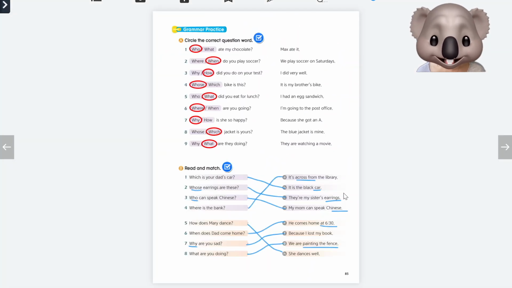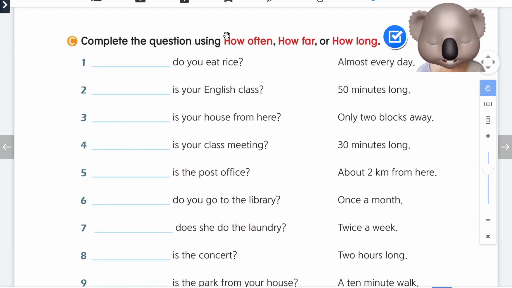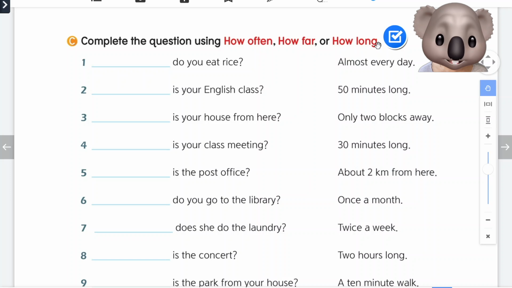Please check your answers and we'll go to the next page. On page 86, the directions say to complete the question using how often, 얼마나 자주, how far, 얼마나 먼지, and how long, 얼마나 긴지. 시간에 대한 질문이 있을 때 이거 사용하면 돼요.